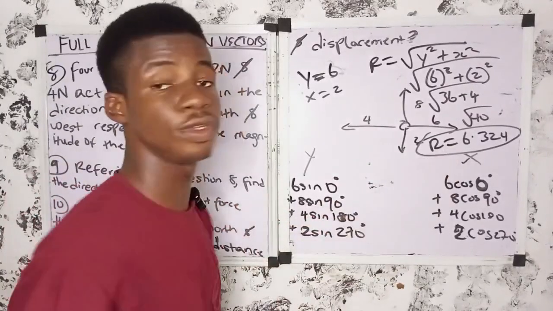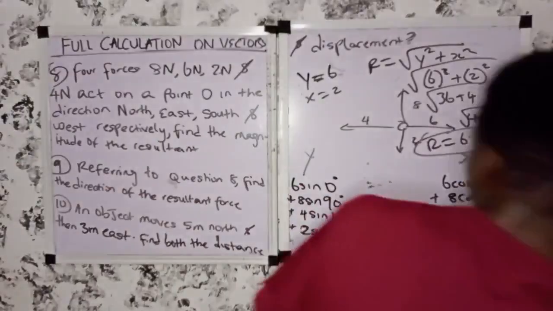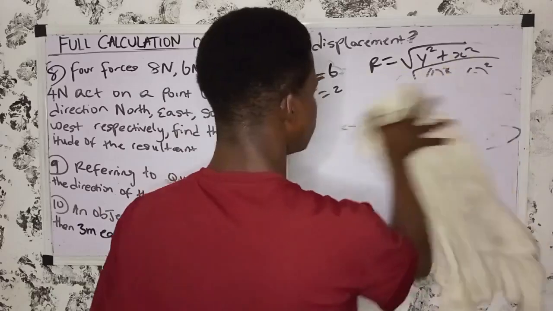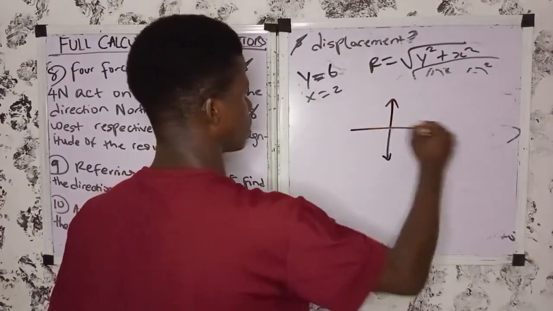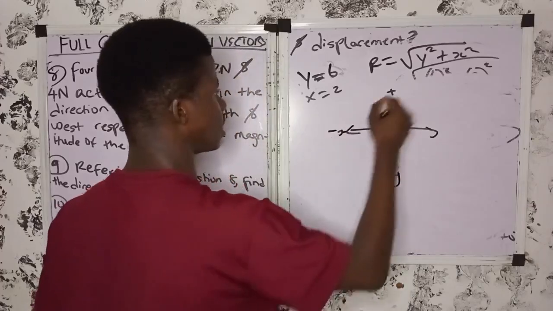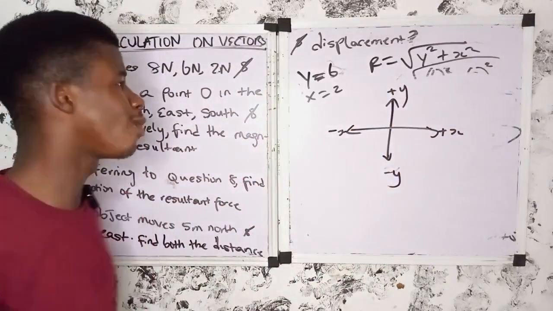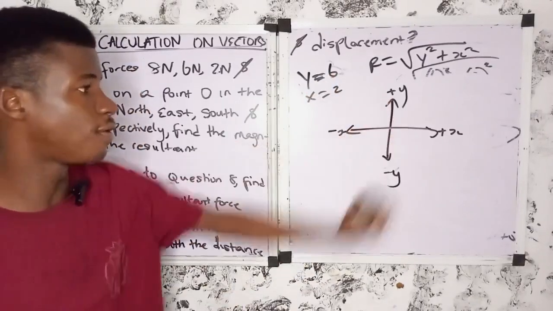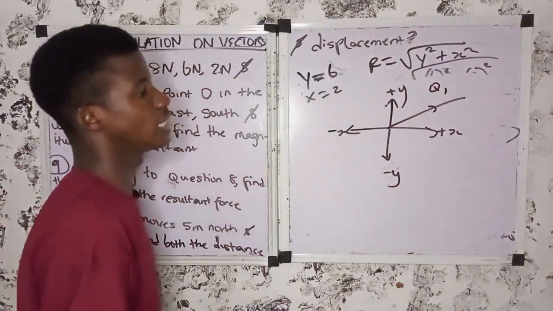Yes. So then the last part, referring to question 8, find the direction of the resultant force. Our resultant force is 6.324, right? They say to look for a direction, which is very easy. I told you guys, right? They say to look for the direction, which is easy. Okay, so positive y, positive x, right? If you look at our y and our x, the ones we got, the y and the x are positive. So therefore, the resultant is at where? Is at the first quadrant, right? Yes, at the first quadrant.